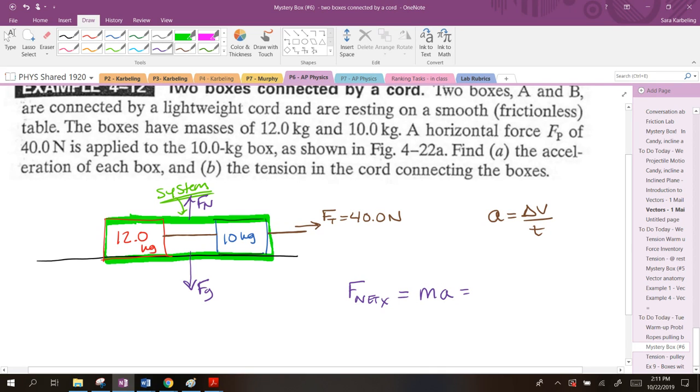Is the box accelerating? How do you know that it's accelerating? And the force applied to it is greater. How many forces are acting on it in the x direction? One. Question for you, because we haven't really talked about this. If you have only one force acting, is it possible to not be accelerating?